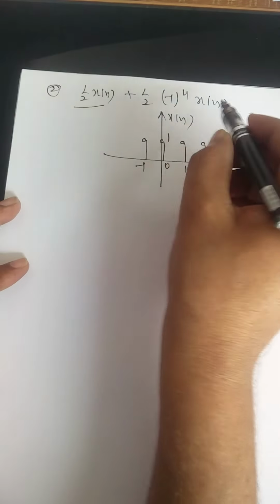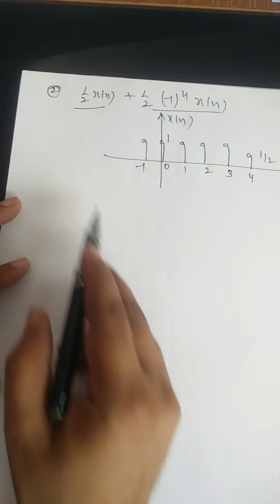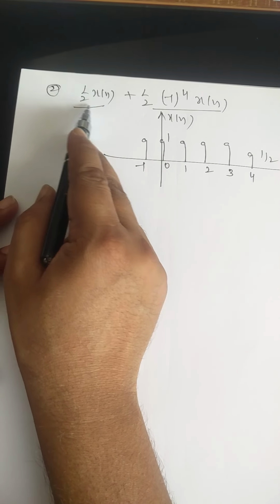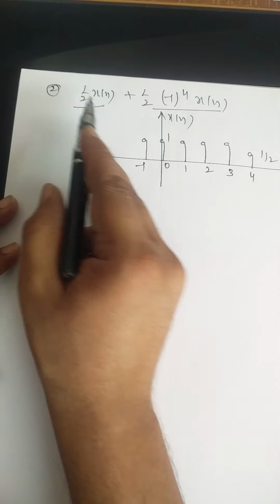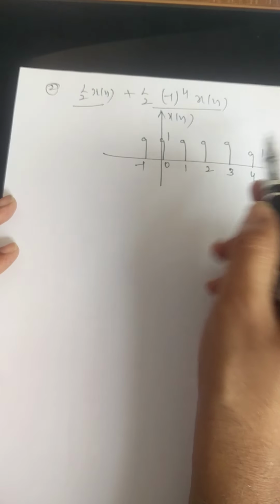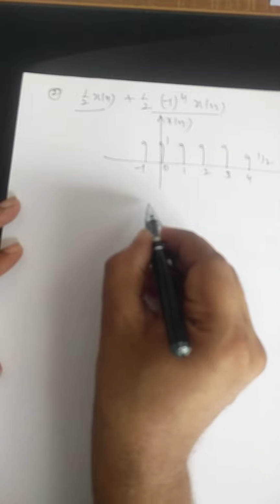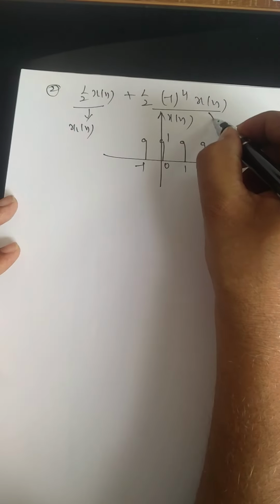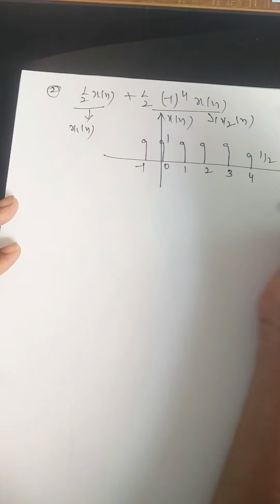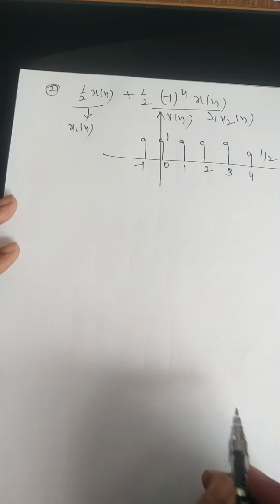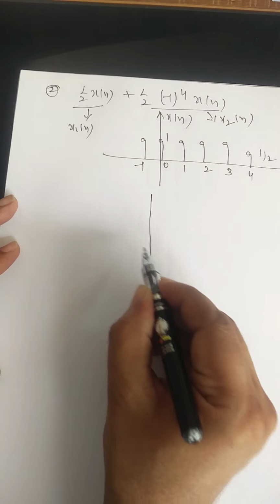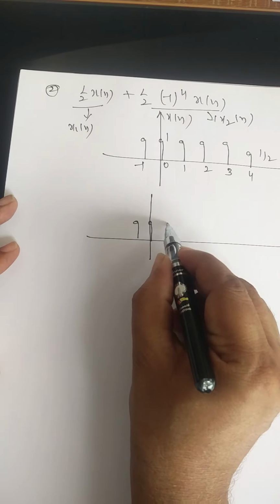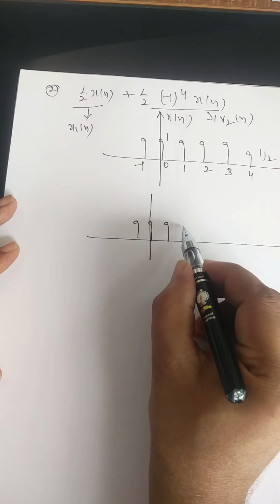Let us take this as one part and this as another part. First, let us get 1 by 2 into x of n. Here we don't need to do any time scaling, only amplitude scaling. That means this is divided by 2. I'll take this as x1 of n, and this signal as x2 of n. Then we'll go for the addition of x1 of n plus x2 of n. To get x1 of n, we get the same signal, only the amplitude is divided by 2.